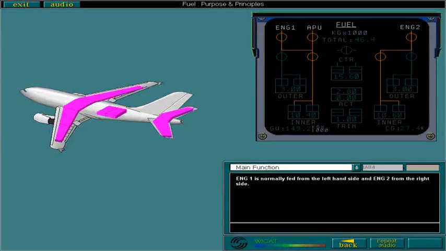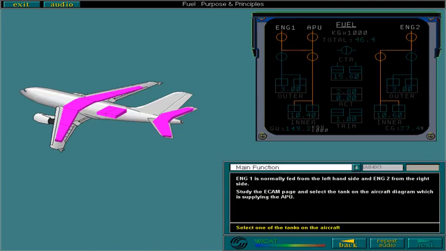Study the ECAM page and select the tank on the aircraft diagram which is supplying the APU. The centre tank or the inner tank could supply the APU, but in this case the APU is being supplied from the inner tank. Select the correct inner tank now. APU fuel is normally supplied from the left inner tank or centre tank.